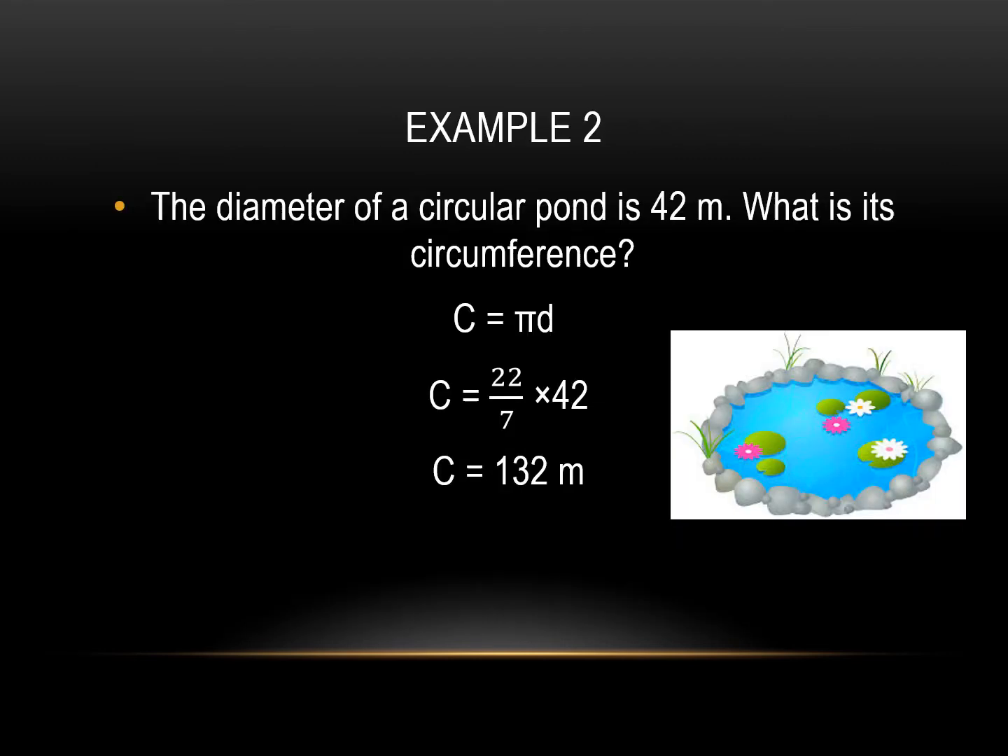Let's see. The diameter of a circular pond is 42 meter. What is the circumference? So remember, whenever diameter is a multiple of 7, we know the multiples of 7, right? The table of 7. When diameter is a multiple of 7, we will use the value of pi as 22 upon 7 so that the calculation is very easy. So the 7 will get cancelled and after multiplying you will get the answer 132 meters.